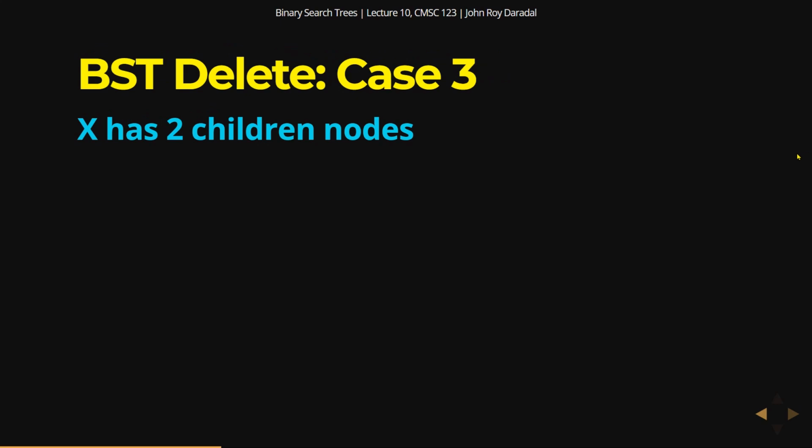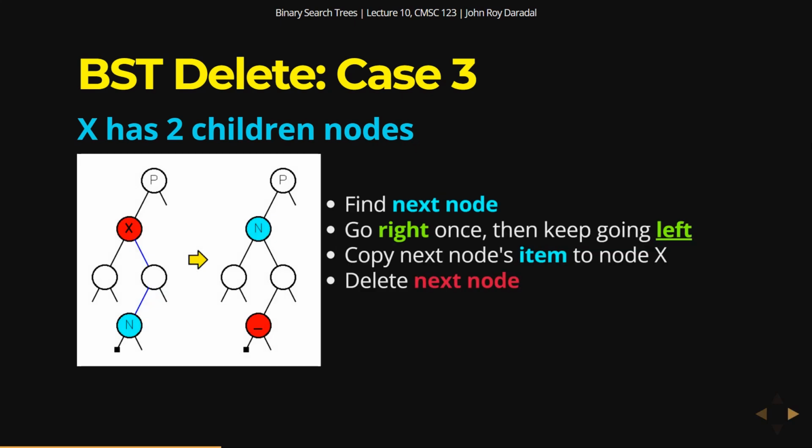And finally, we have the last case, which is case 3, and this is when the node X, which is what we'll delete, has two children nodes. Okay, so what will we do? So for this one, first I'll tell you the steps, and then I'll explain why we need to do the steps in the next slide.